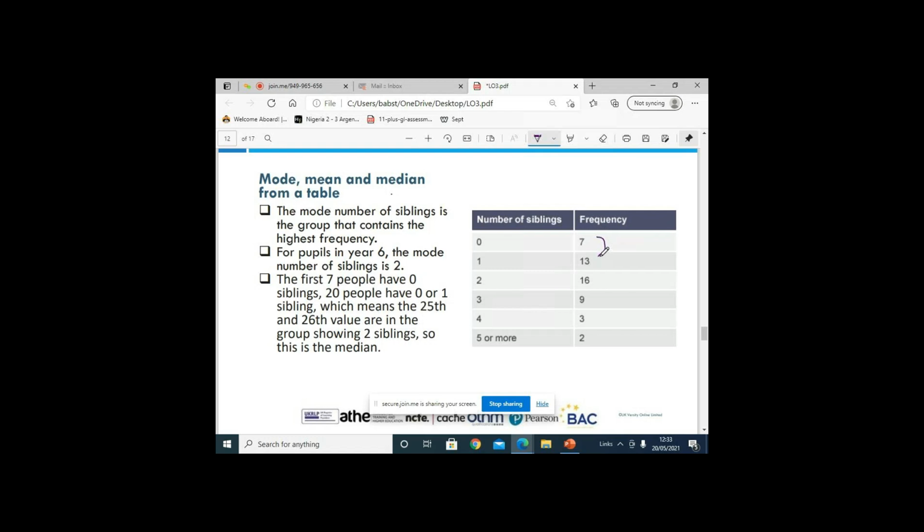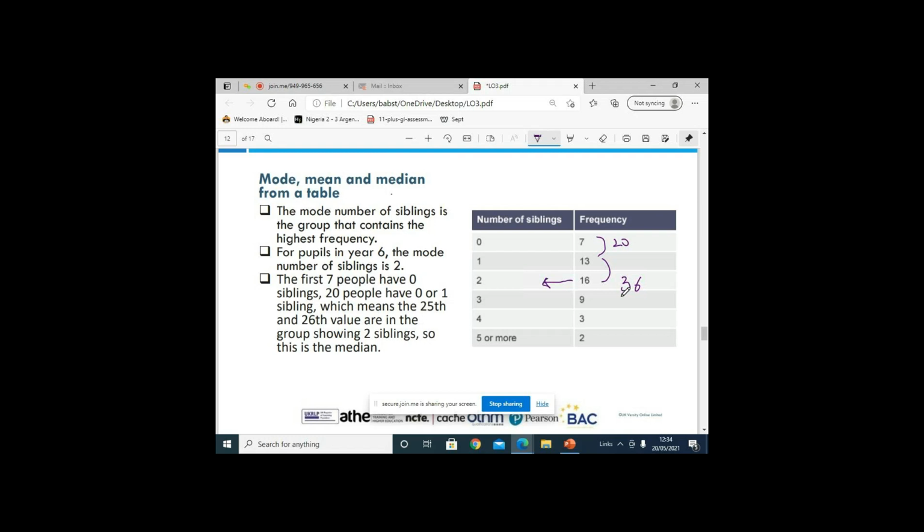So what is 7 plus 13? It's 20. What is 20 plus 16? 36. That means we have passed 25. You know that, right? So this one is going to be the median. Where you see the 25th value or you have passed it, that is going to be the median. You get it now?